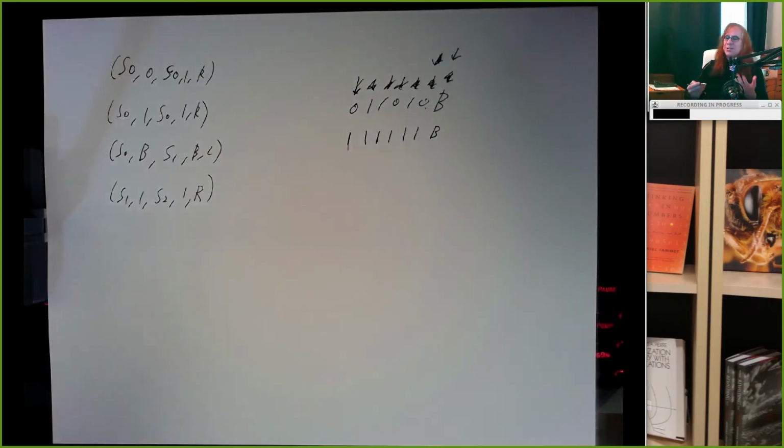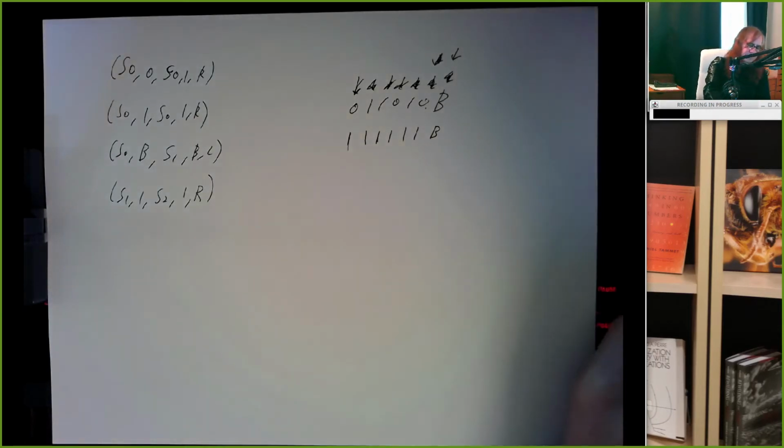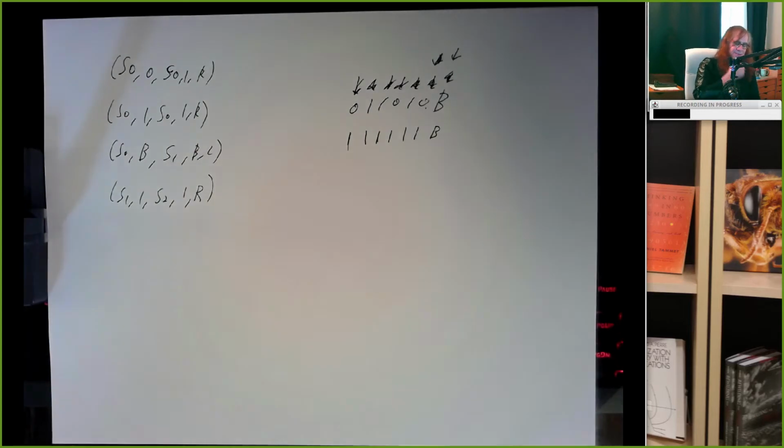So what is this doing? It's taking an n-bit string and turning it into a string of n ones. Why? I don't know. That's what I came up with. And it leaves the blank where it is.